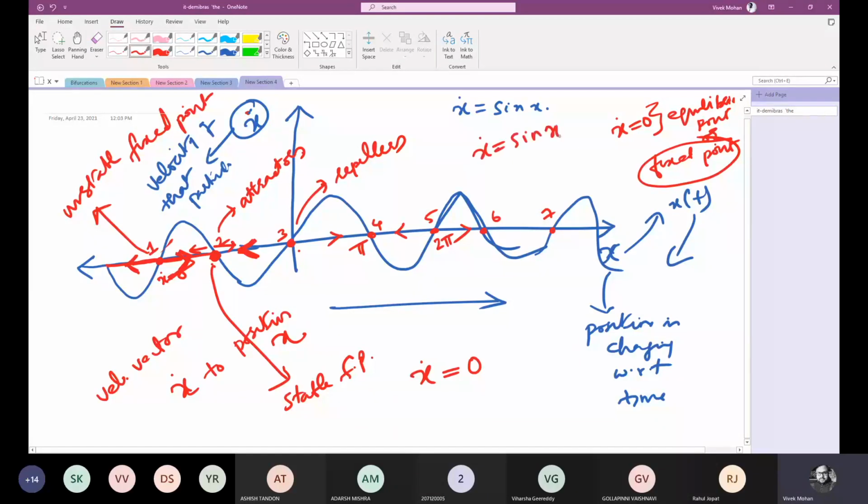Now with this picture, we can understand the solutions to the differential equation x dot equals sine x. Again, we are moving back to x dot equals sine x because what we have plotted now is x dot equals sine x. The graphical analysis is between x dot versus x.